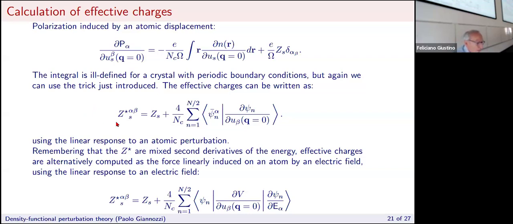So finally, in the generic case, one needs linear response to all atomic displacement perturbations, 3 times the number of atoms in the cell calculations, each one costing more or less the same as a self-consistent calculation, plus the linear response to the 3 components of the electric field. This is all we need.